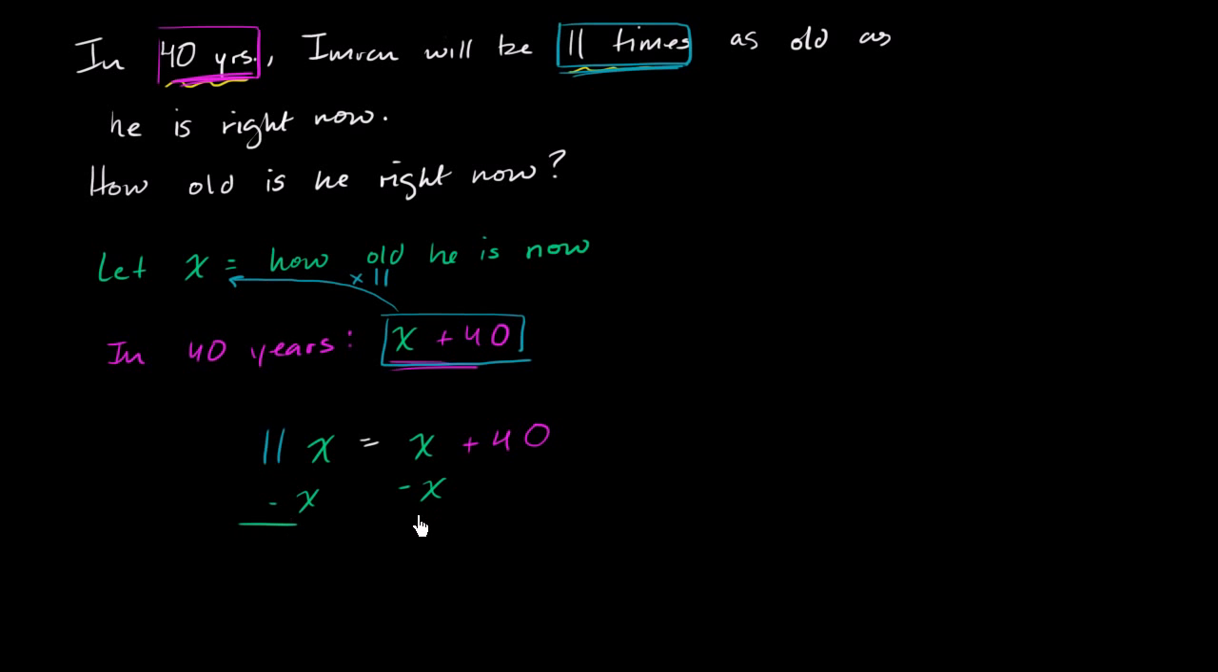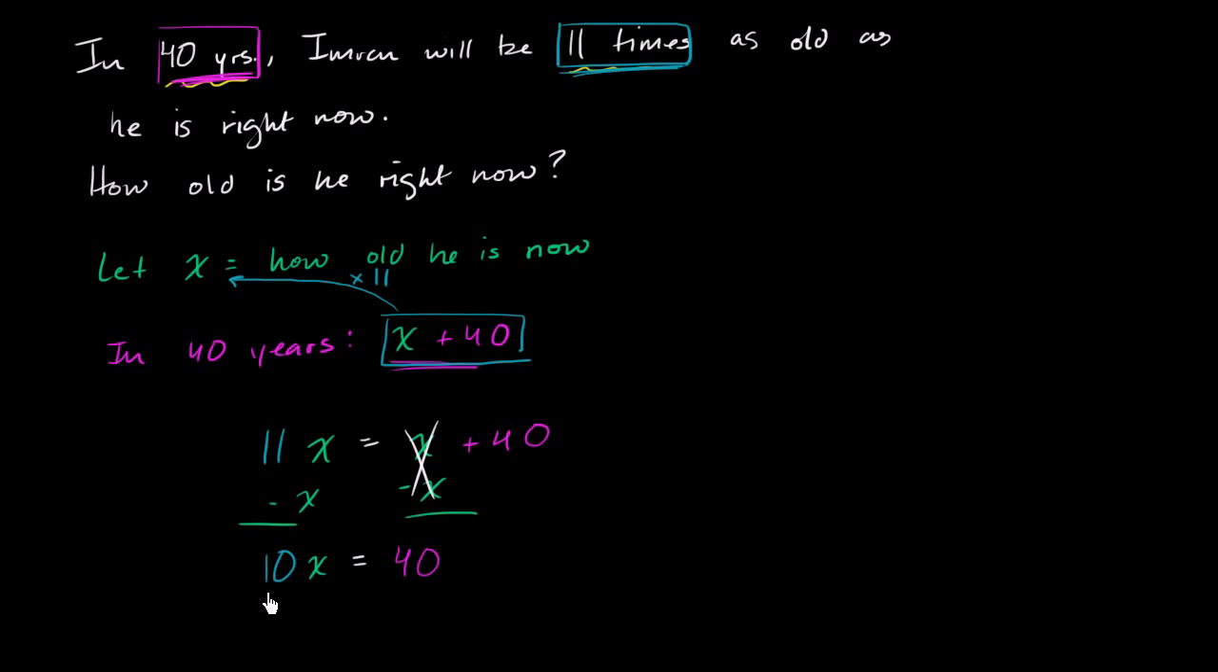And so I am left with 11. If I have 11 of something and I take away one of them, I'm left with 10 of that something. So I'm left with 10 times x. 10 times x is equal to, well, these x's, x minus x is just 0. That was the whole point. It's going to be equal to 40. And you could do this in your head at this point, but let's just solve it formally.